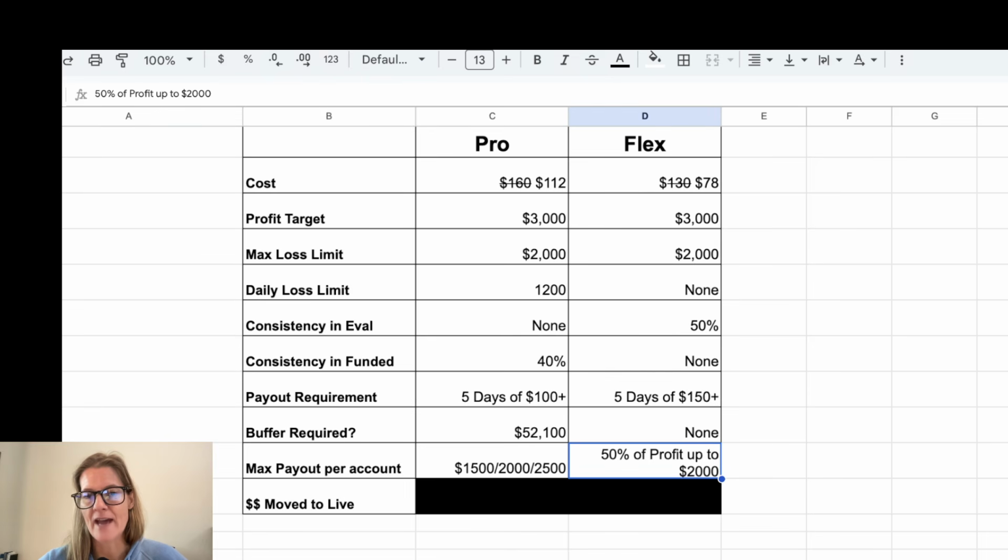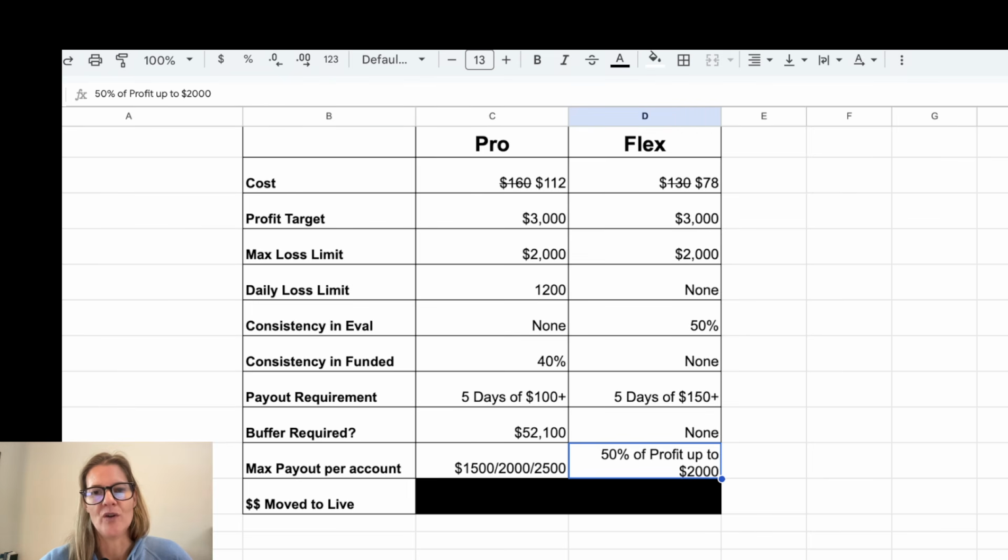The reason they have that buffer there, or that 50% profit that you can take out, is because they want you to start building up a balance in the account so you can continue trading these accounts. If you take out 100% of your profit in the first payout, then you're probably going to fail that account and have to start over. So that's a good thing for you, for them. It's just a good habit to get into anyway.